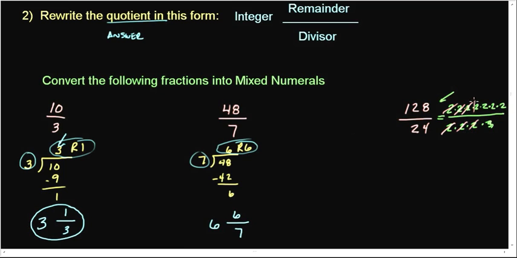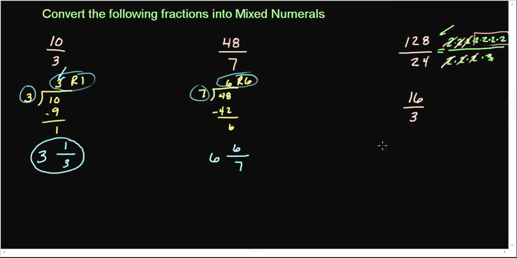And so what I'm left with is 4 2's on top, so that's 2, 4, 8, 16. Now the bottom I just have 3. So instead of trying to write a mixed number out of 128 and 24, we can go ahead and simplify it down to 16/3, and that makes our life a lot easier. So 3 will go into 16. It will go in there 5 times. 3 times 5 is 15. We subtract them, we get 1, with a remainder of 1.